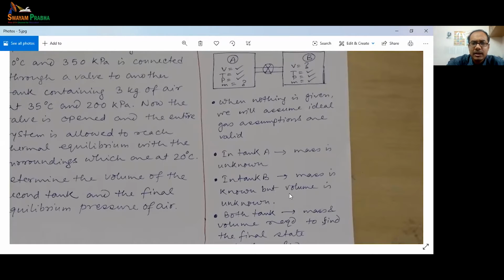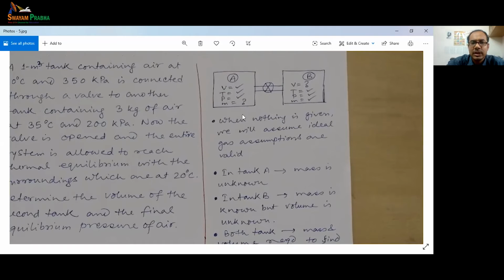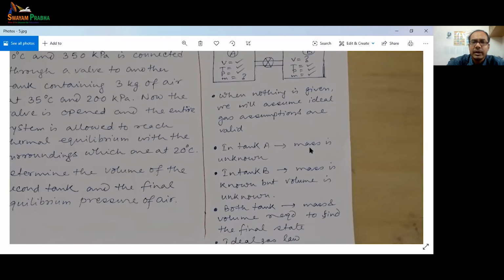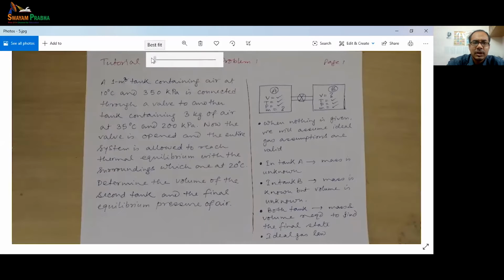And in tank B, the volume is not known, even though the mass is known. Now for both the tanks, mass and volume, we require to find out the final state. So all the unknowns here: for tank A, mass is unknown; for tank B, volume is unknown. For both of them, we need to find both mass as well as volume. To find those out, we will apply the ideal gas law. Let's see how we can apply that.